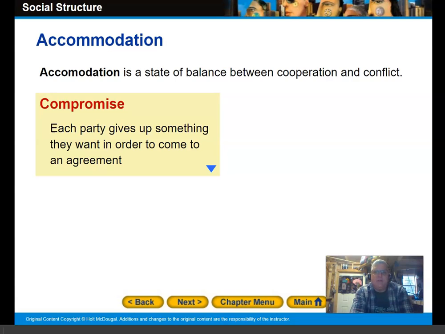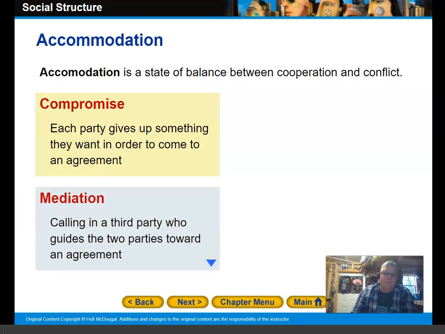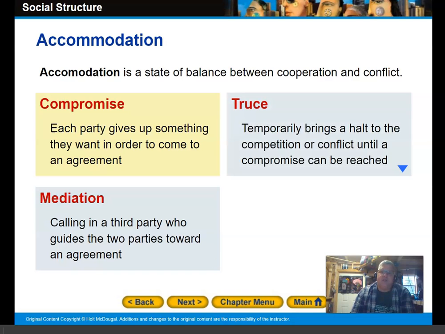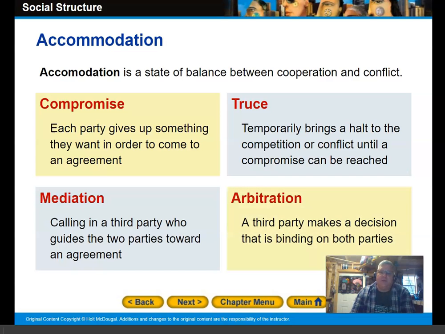Accommodation is the state of balance between cooperation and conflict. Compromise: each party gives up something they want in order to come to an agreement. Mediation is calling in a third party who guides two parties towards an agreement. A truce temporarily brings a halt to competition or conflict until a compromise can be reached. Arbitration is when a third party makes a decision that's binding on both parties.